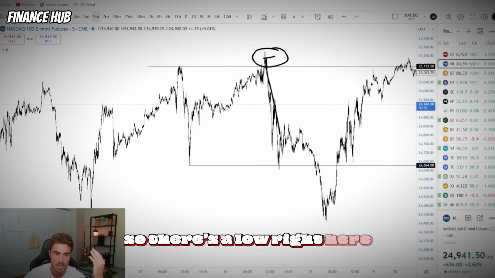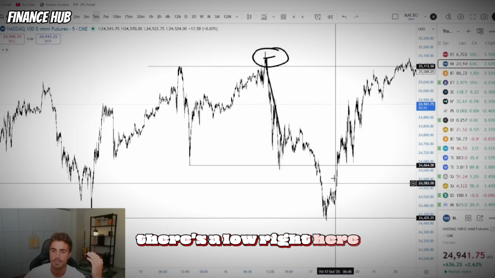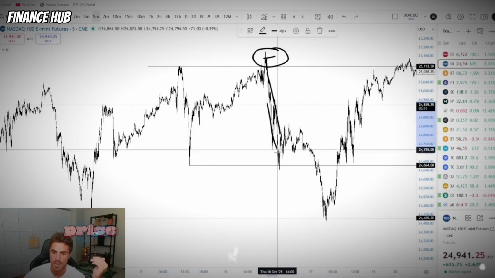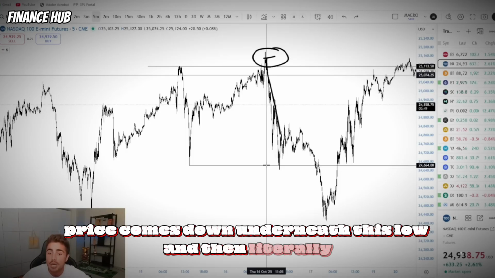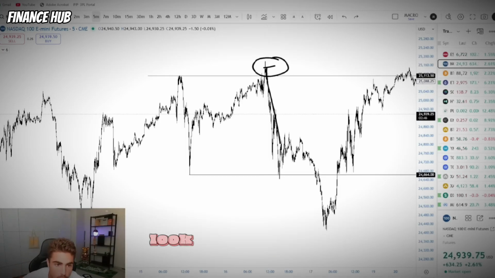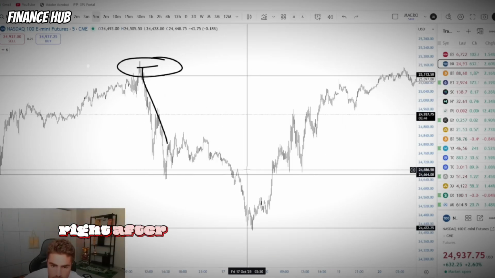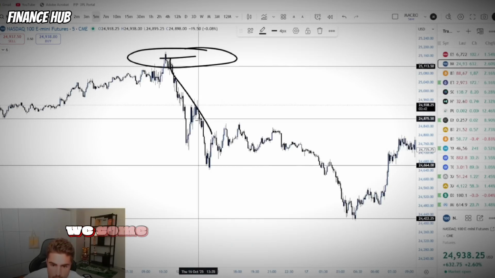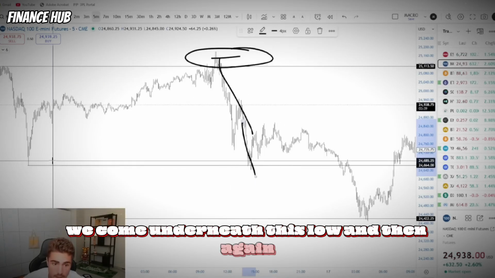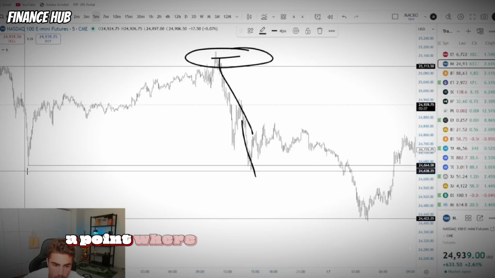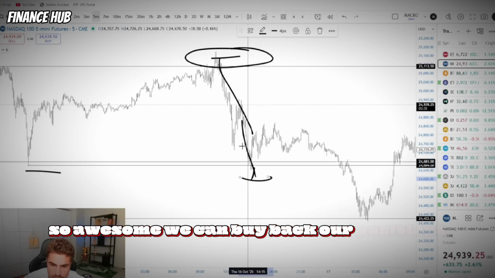So there's a low right here, there's a low right here, and then what do we see price do? Boom, price comes down underneath this low, and then literally, oh my God, it's so good. Look what price does right after coming underneath this low. Boom, we come underneath this low, and then again, we get underneath a point where people are willing to sell. So awesome, we can buy back our positions for a profit.